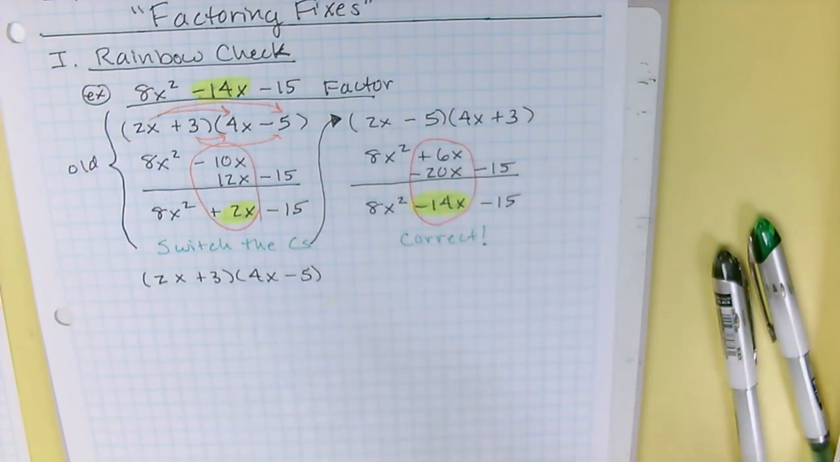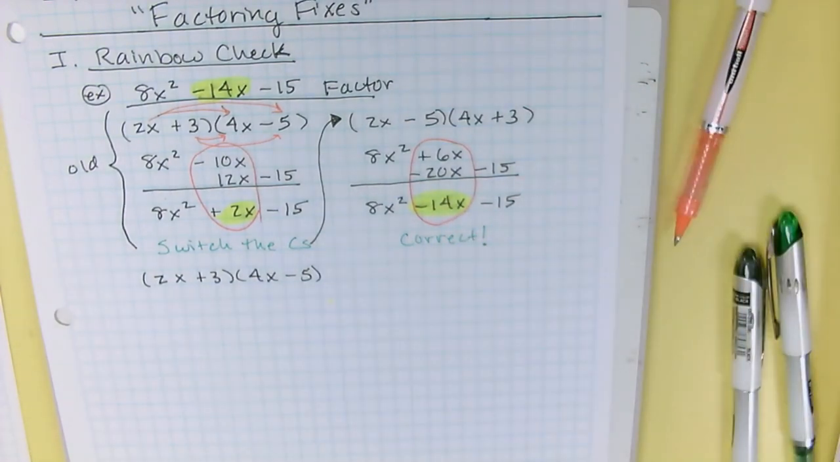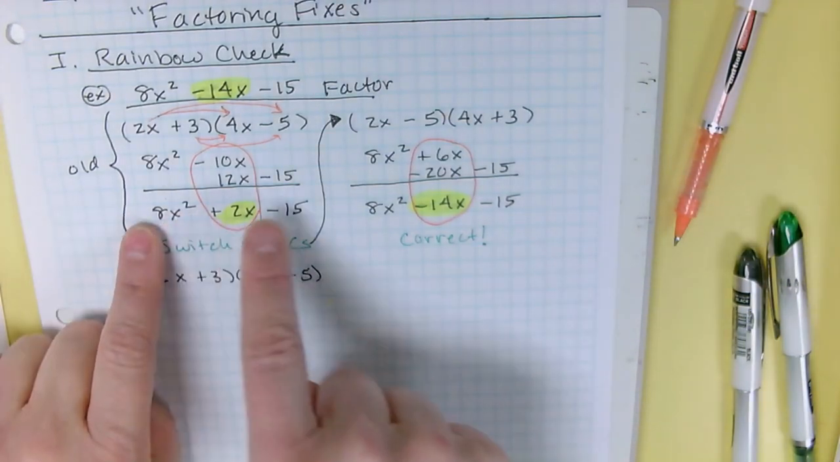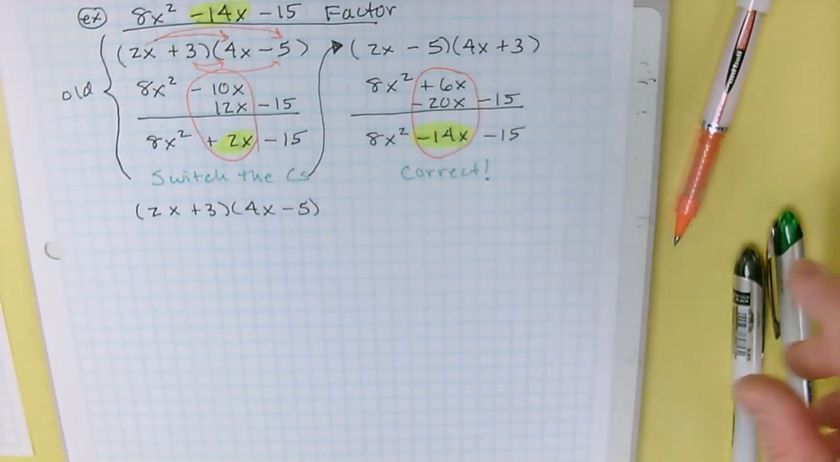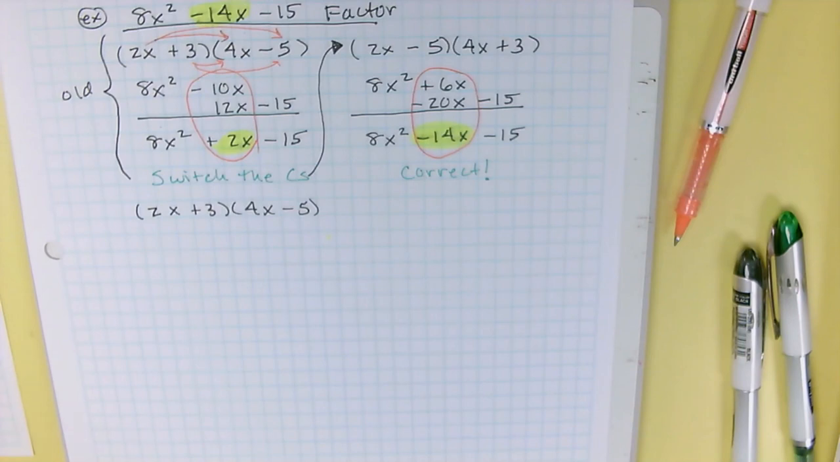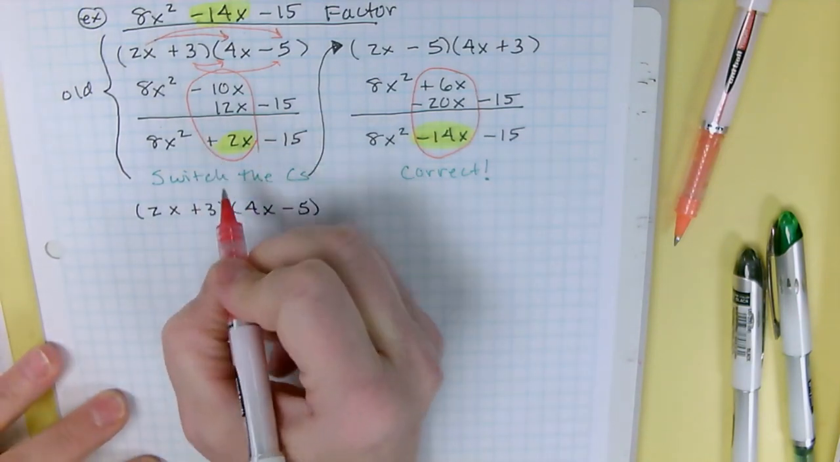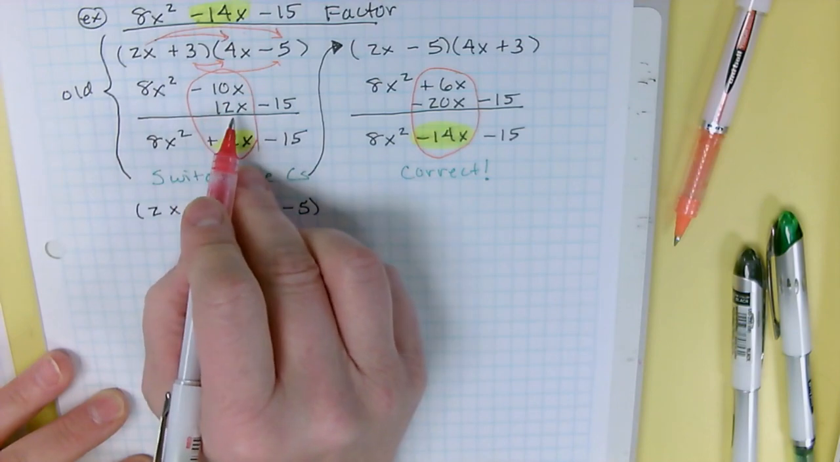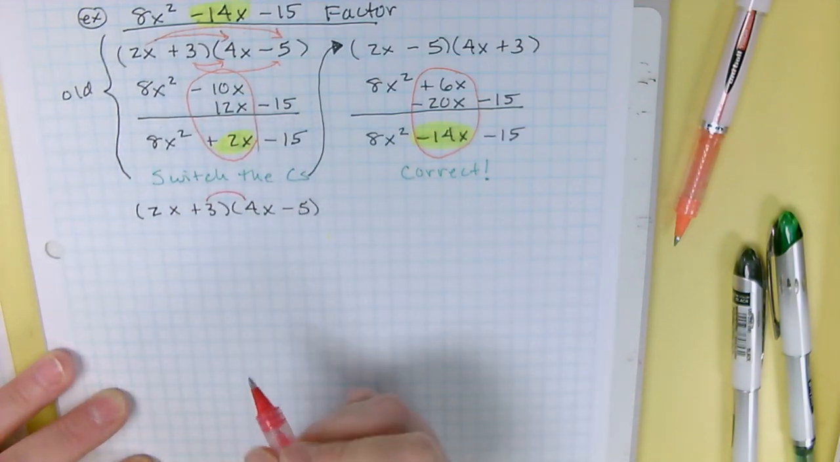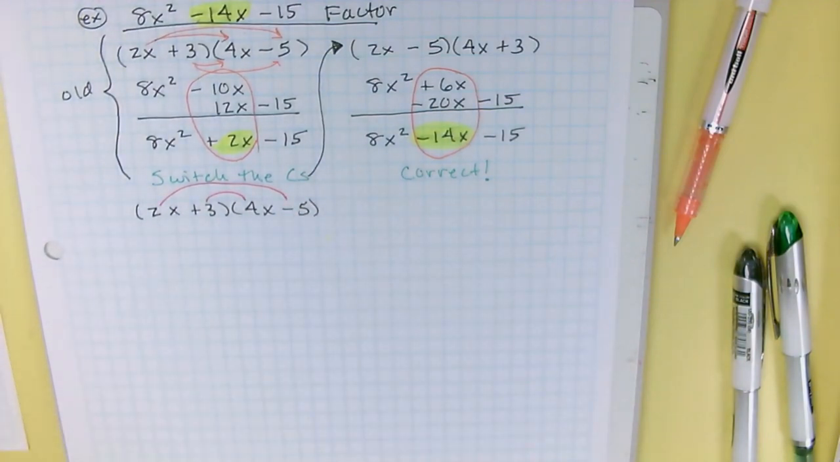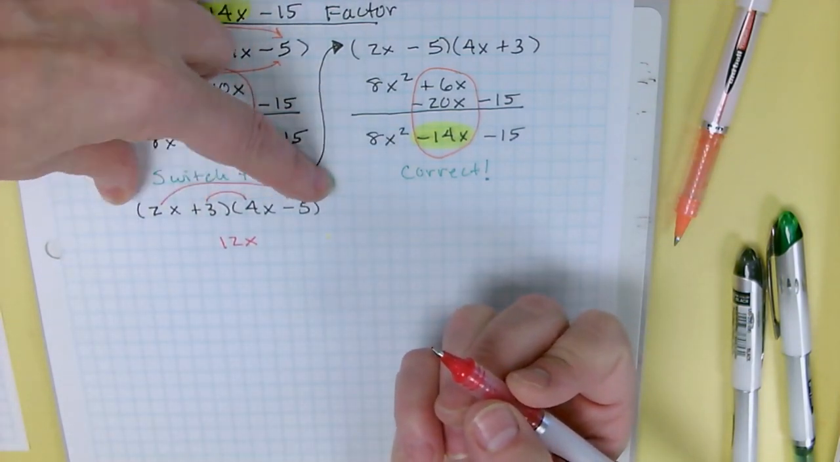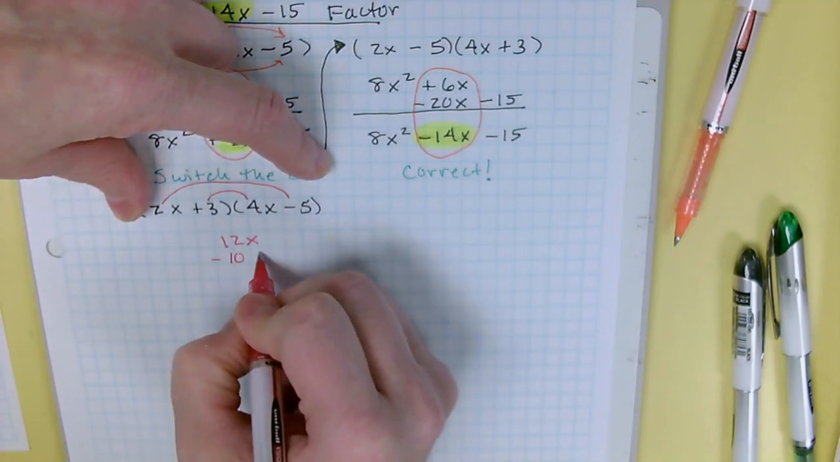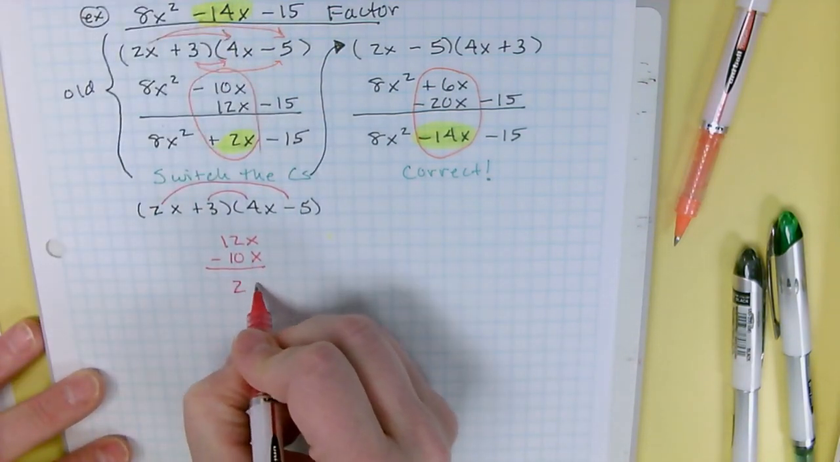So wouldn't it be great if all we had to do was just do the middle instead of remultiplying everything and getting the 8 and the 15 both times? Just do the center. And this is where rainbow check comes in. It's basically just doing the middle, so it'll save you some work. So why is it called rainbow check? Because when you do this process, you multiply 3 times 4x and 2x times -5. And you can see that makes a little rainbow. So inside 2, 3 times 4x is 12x. Outside 2, 2x times -5 is -10x. Add it up and we get 2x.